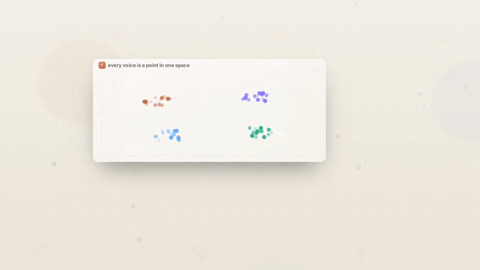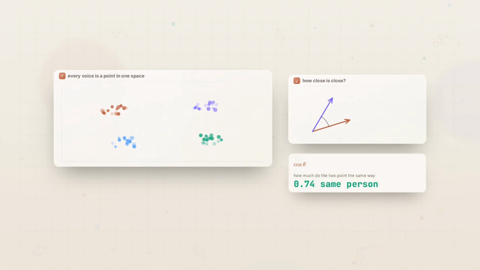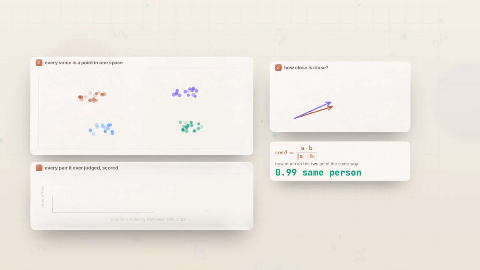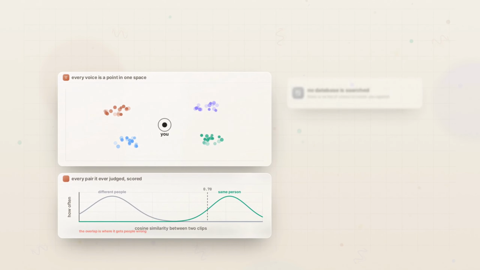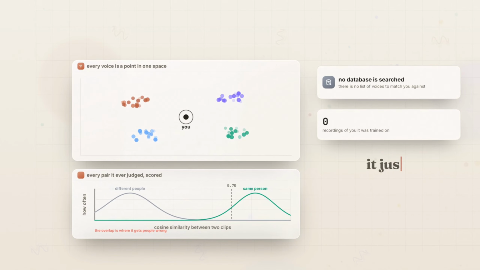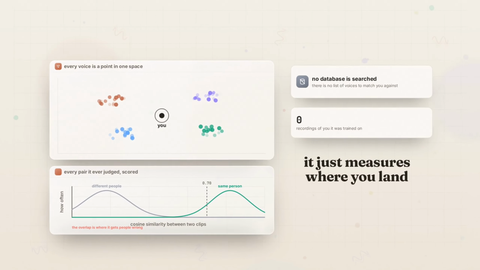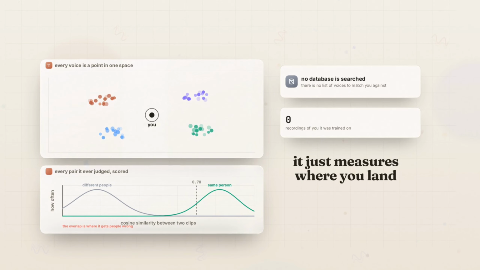So now every voice is a point in a shared space. Your clip lands here, mine somewhere else. Close together stops feeling; it's an angle. Point the same way, same person. Score every pair and the threshold falls out. Which is why it works on a voice it's never heard. It isn't looking you up anywhere. There is no list. It simply measures where you land on this space.